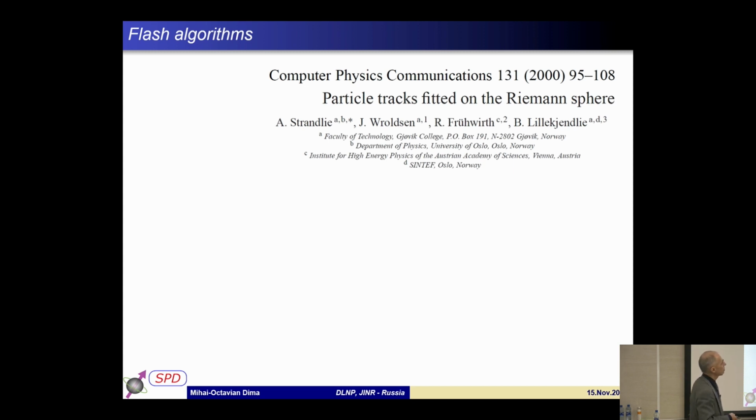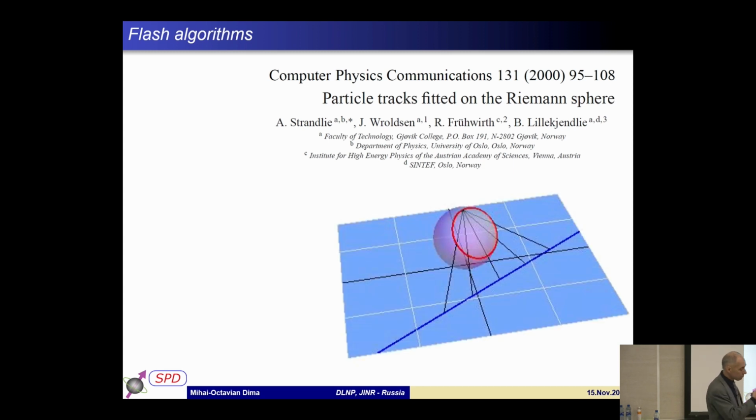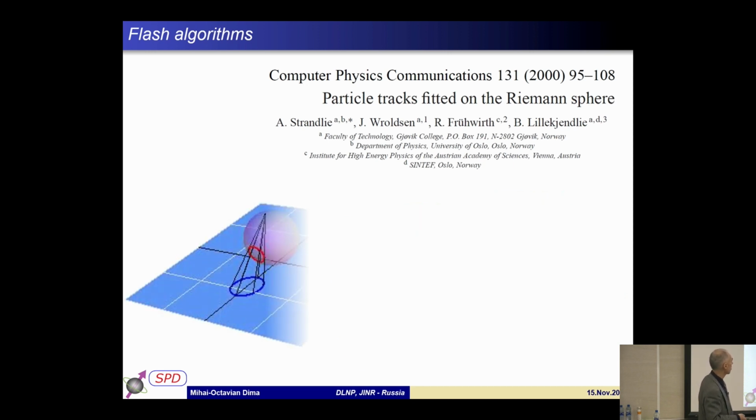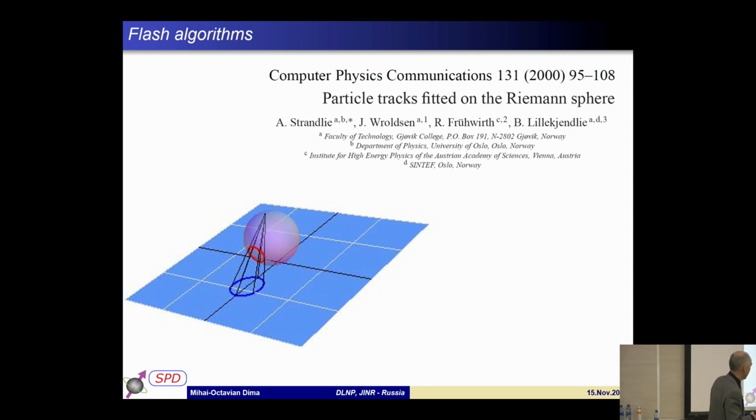Some people have been using various algorithms that avoid iterative procedures and transform a nonlinear problem into a linear one. For instance, this projection on the Riemann sphere transforms a line into a circle and the circle into a circle. And since we have curved tracks, the idea is that you have this plane here in which the circle stays, and you fit for that plane. And that's a linear problem.